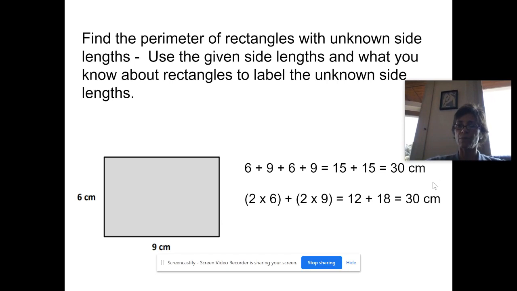Okay. Always remember the unit. So we have centimeters. And be careful, these are not square units. This is a linear measurement. It's the perimeter. You're using the ruler. It's not a square measurement, okay?